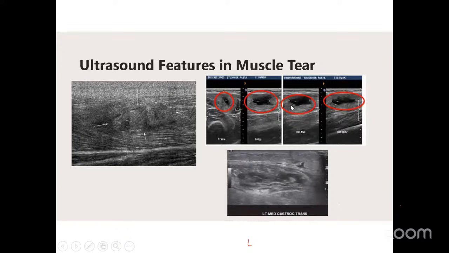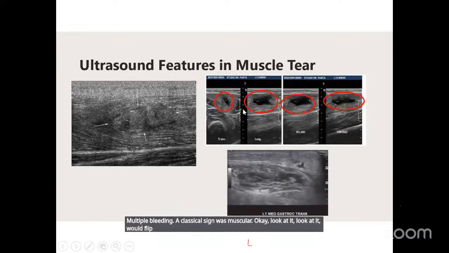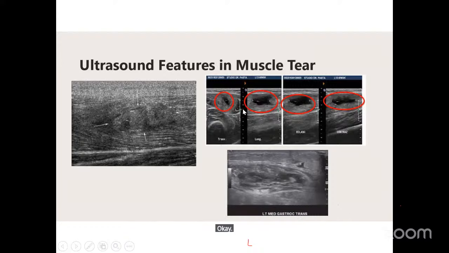Okay, look at it with fluid collection. So we can see fluid collection. Are we together? Yes, sir.